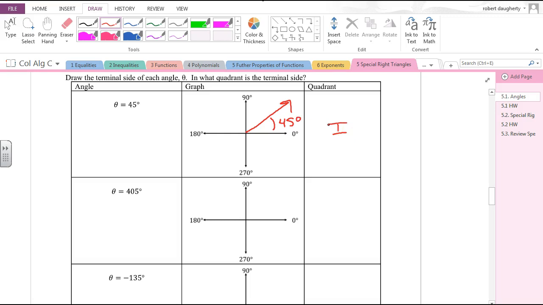405, okay, so 405, remember if I make 1 revolution, that's what? 360, and then I need to go how much further? 45 more, okay, so that is my 405 degree angle ending in quadrant 1.